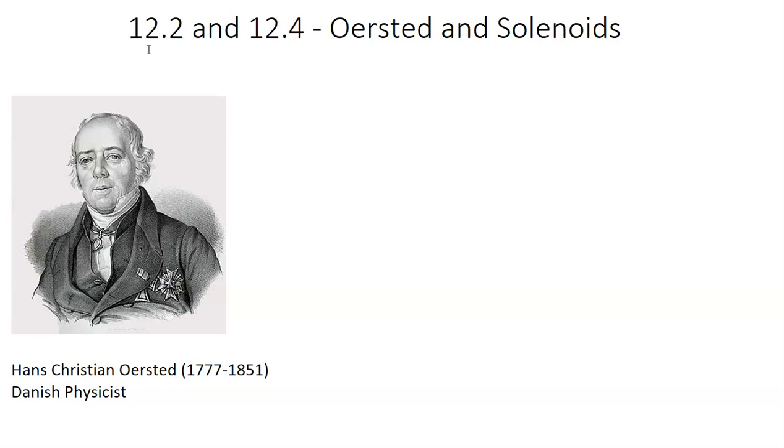We're going to look at what Oersted discovered about the relationship between electricity and magnetism, and then we are going to look at solenoids, which are basically just coils of wire, and how those apply to the idea of electromagnetism.